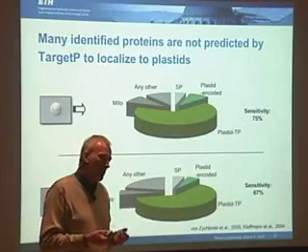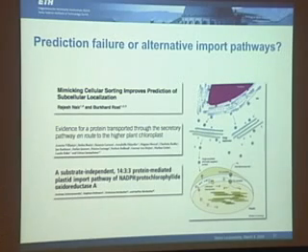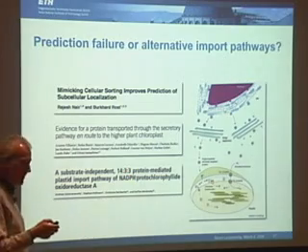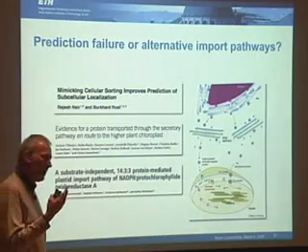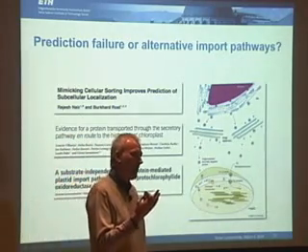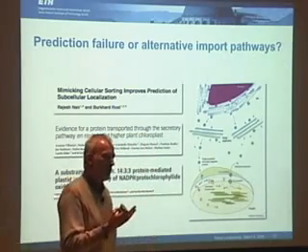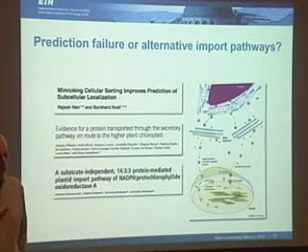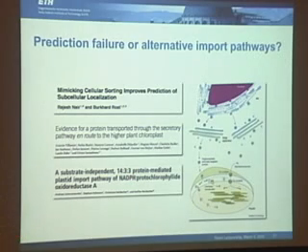What can you actually do to improve the sensitivity of the tools? Well, of course, the problem is that there might be alternative pathways. TargetP predicts mostly proteins that have transit peptides, but there might be alternative pathways by which proteins get imported into the chloroplast. And then, of course, you will miss them with your prediction program. So the only way to identify these proteins is by biochemical means. The computer prediction programs are not helpful.